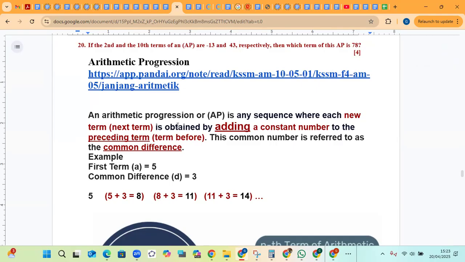Here we have a statement about arithmetic progression. An arithmetic progression, or AP, is any sequence where each new term, next term, is obtained by adding a constant number to the preceding term, meaning the term before. This common number is referred to as the common difference. Example, let's say you have a first term of 5 and a common difference of 3. To get the next term, we add 3 to 5 to get 8. To get the next one, we add 3 to 8 to get 11. To get the next one, we add 3 to 11 to get 14, etc.